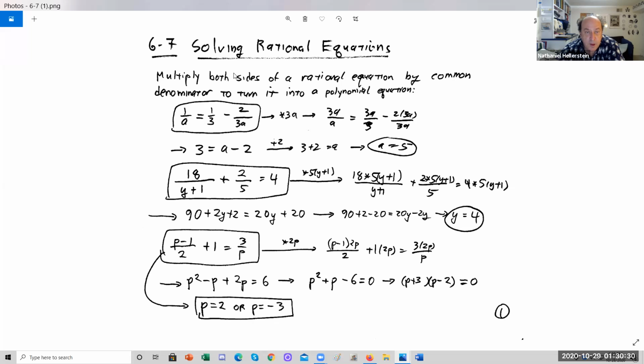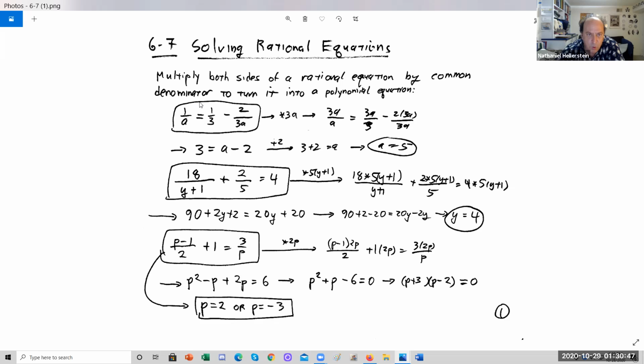Now, when you have a rational equation, it's an equation with lots of ratios. The simplest way to deal with it is to multiply throughout by the lowest common denominator. That way, all the denominators will cancel and you get a polynomial which you can solve.